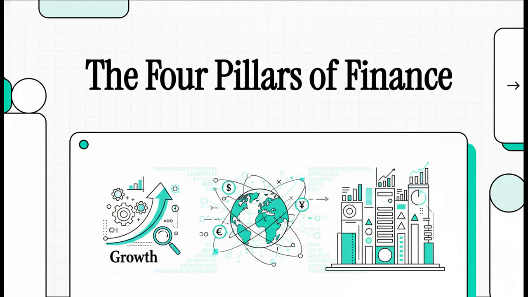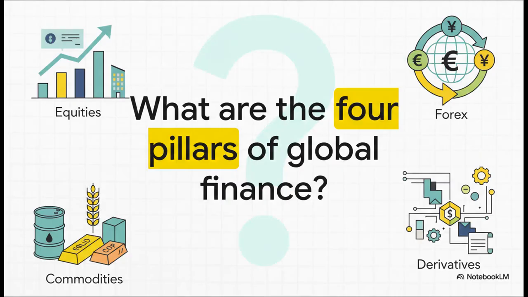Today, we're going to break down the four fundamental pillars that basically hold up the entire global economy. My goal here is to turn these complex ideas into something you can really grasp. So what are they? If you really want to be a smarter, more informed investor, you've got to understand the landscape. And it's all built on these four major pillars: equities, forex, commodities, and derivatives. By the end of this, you'll know exactly what each one is, how it works, and who it's for.